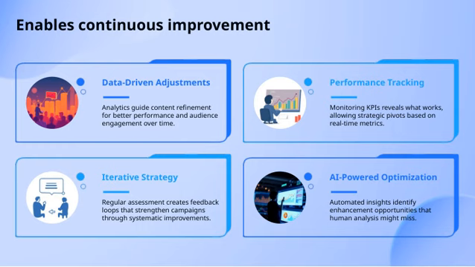Iterative strategy means regularly assessing our campaigns, creating feedback loops that help us systematically improve. It's about learning and adapting constantly, making each cycle better than the last. And with AI-powered optimization, we gain automated insights that can spot opportunities for enhancement that human analysis might overlook. All these elements together empower us to keep refining our approach, ensuring continuous growth and success. This slide really ties into the overall theme of leveraging data and technology to drive smarter, more effective marketing strategies.